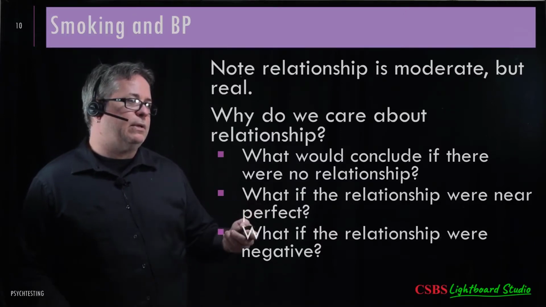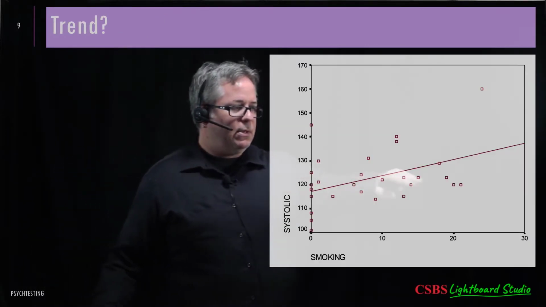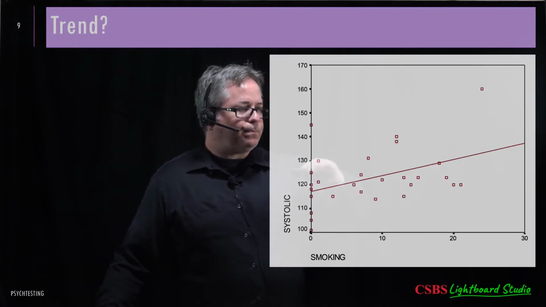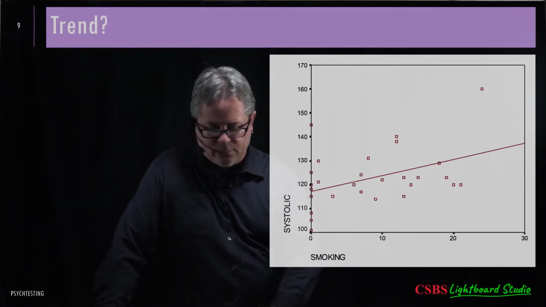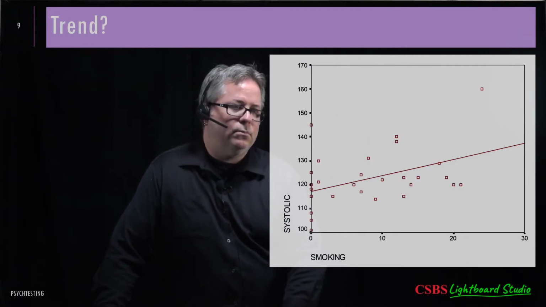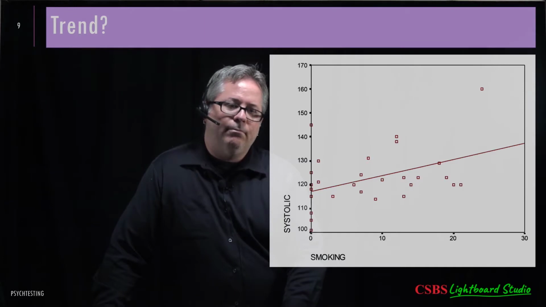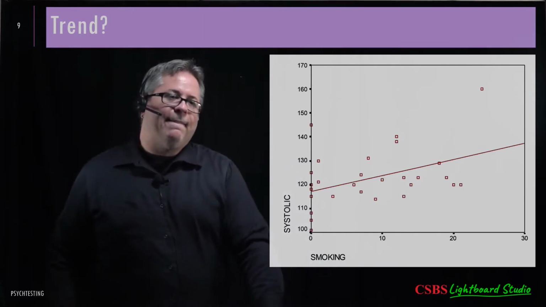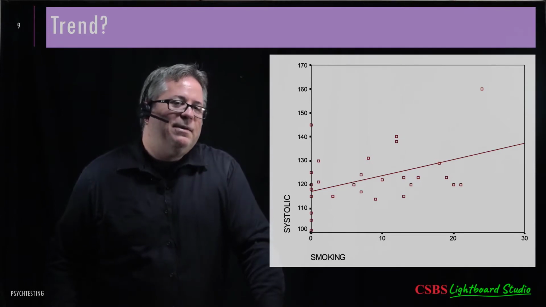The relationship is moderate. Why do we care about relationships? So, what would you conclude if there were no relationship? If the line was flat, right? What would you conclude? Yeah, you started to say impact, but then you stopped, right?